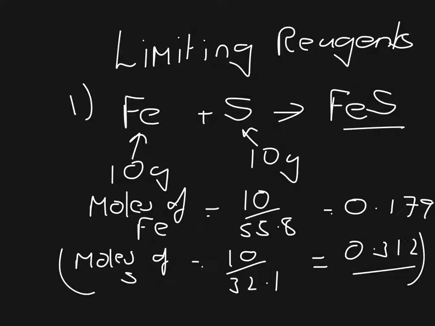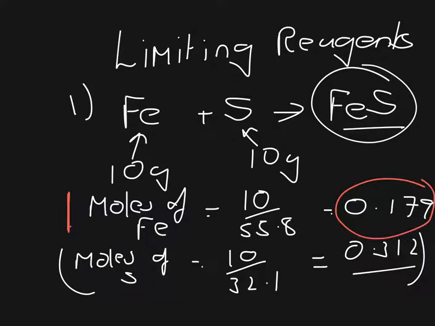So moving forward, if I wanted to calculate the mass of iron sulfide I would produce, I would have to use the moles of iron, this number here, to carry on the calculations, because I will make 0.179 moles of iron sulfide.